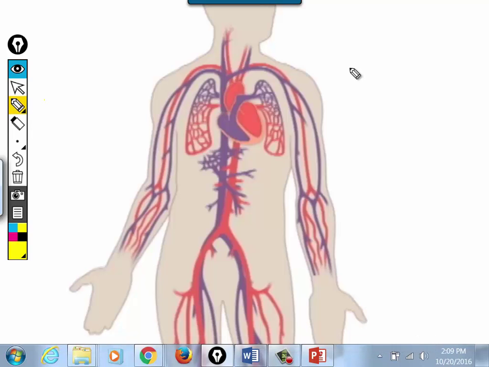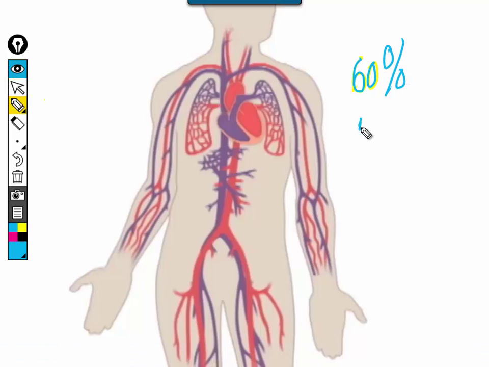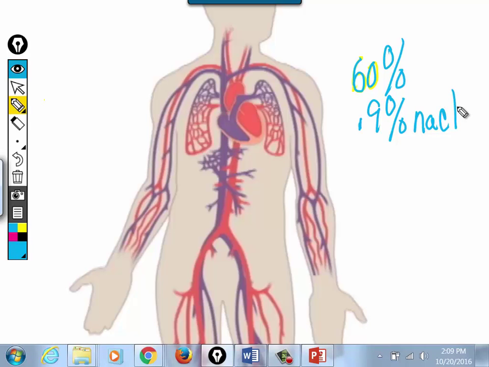If you know this, that approximately 60% of blood is plasma, which is 0.9% sodium chloride or normal saline. We know this, right? So when someone comes into the emergency room and they're bleeding, they're losing red blood cells and plasma as well.